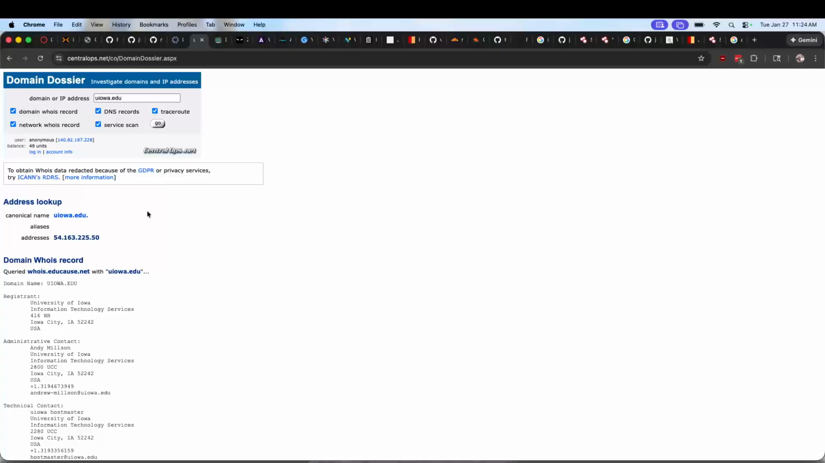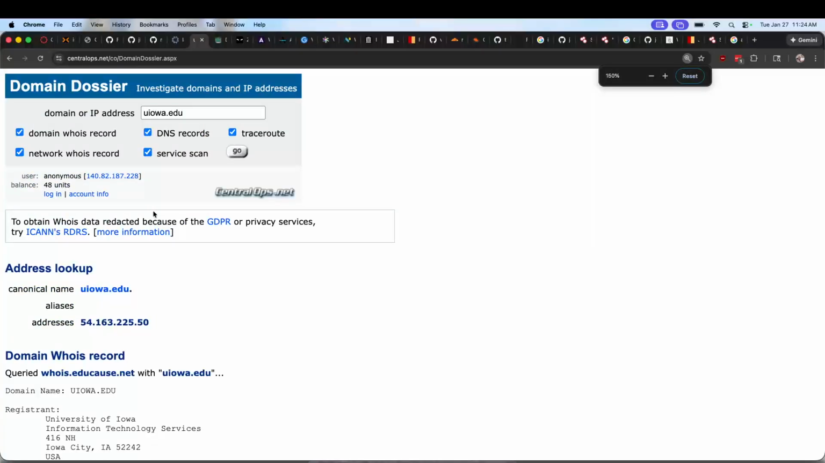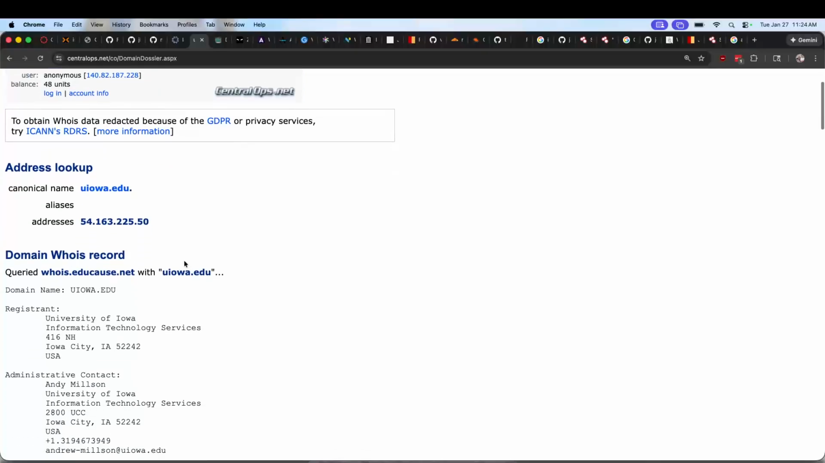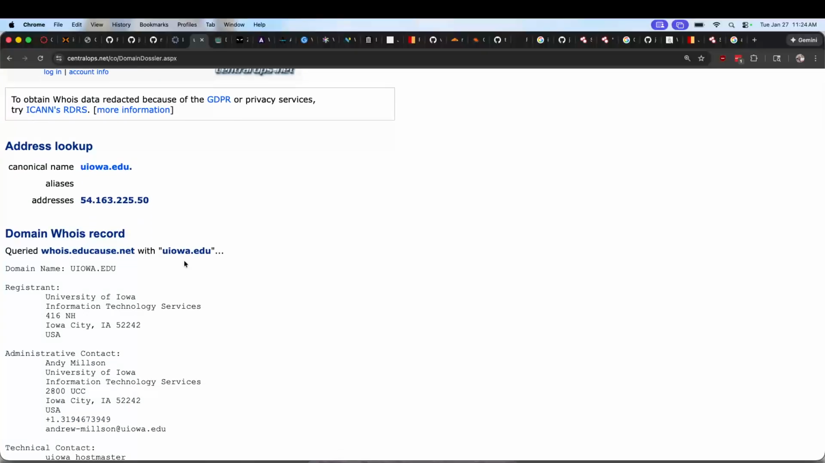It is still a whois lookup plus other stuff. So this is doing the whois lookup, the network lookup. Now we're learning a little bit more information about uiowa.edu and at least one set of DNS records here. We have an IP address. Again, we need to have an IP address to be able to access that website in the first place.